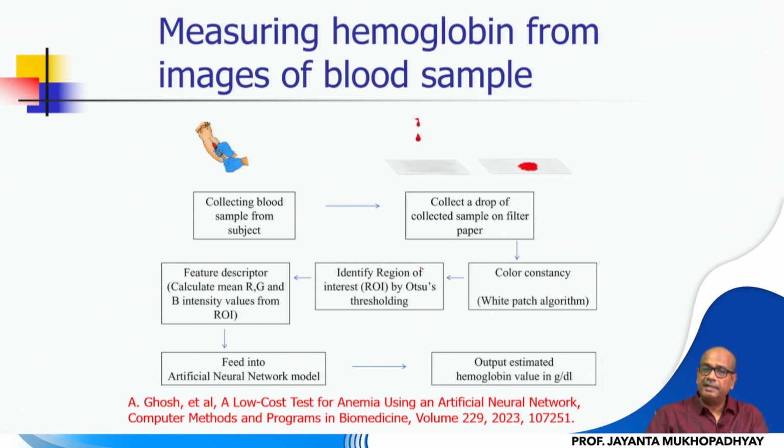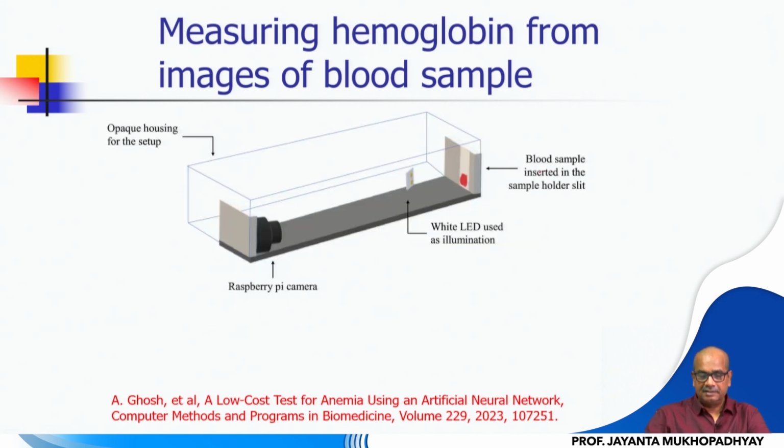Actually, these input training samples are to be created, as you understand, and that needs to be done with a lot of care, with proper protocol, proper experimentation in the laboratory. And once you have those training samples, images of filter papers with blood drop and respective hemoglobin amount, now you can train the classifier. So, this is an example showing how you can measure hemoglobin from images of blood sample.